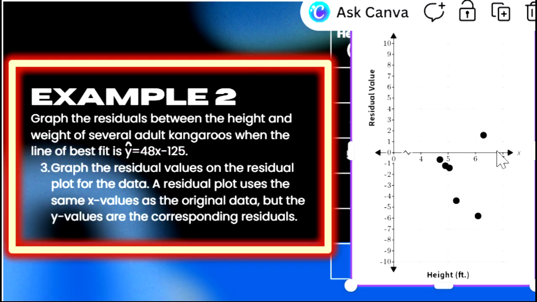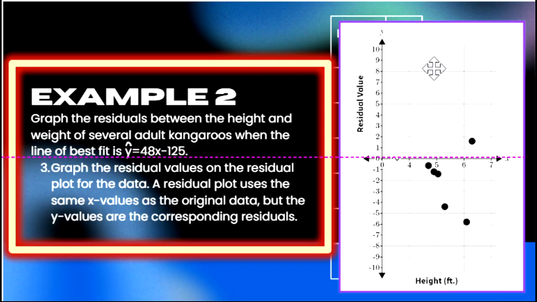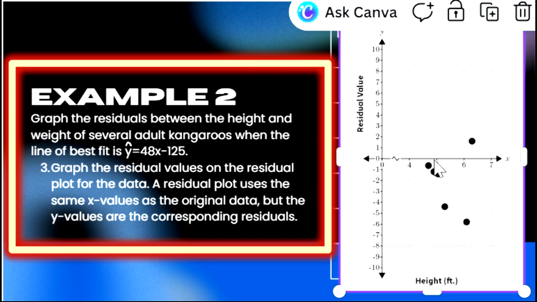This is what a residual plot looks like, and it's always going to be graphed around the x-axis. This is going to be like your balancing point. You're always going to have the positive and the negative. You're going to have these two quadrants.